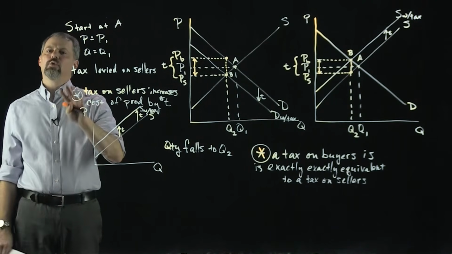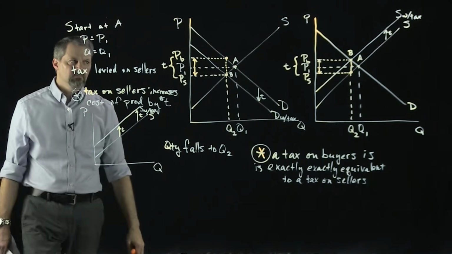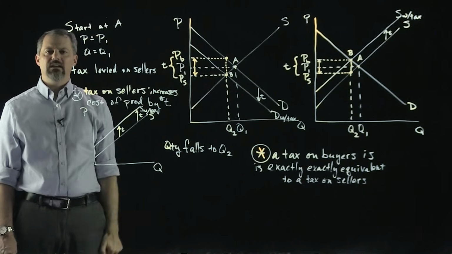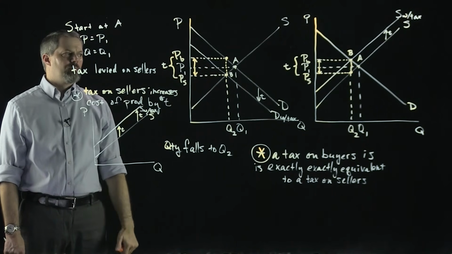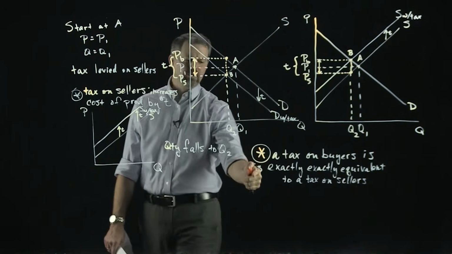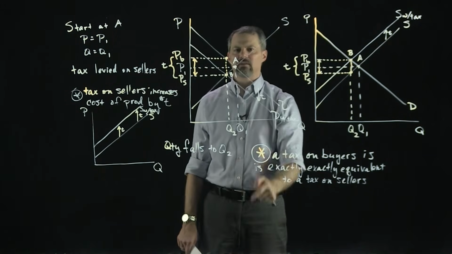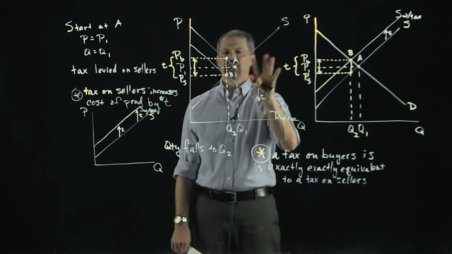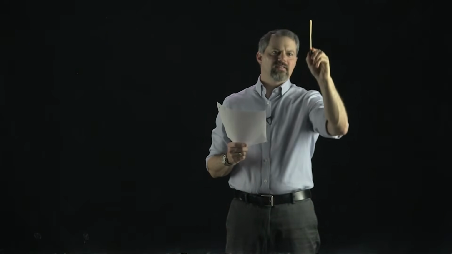Now, once you understand that, then we can think about a different way to illustrate the effect of a tax. Once you're comfortable and you realize that it doesn't matter which side of the market you tax, there's a little bit easier way to do it than these. So I'm going to clear this off and then we'll take a look at that. Let's think about the third way to illustrate the impact that a tax has on a market.